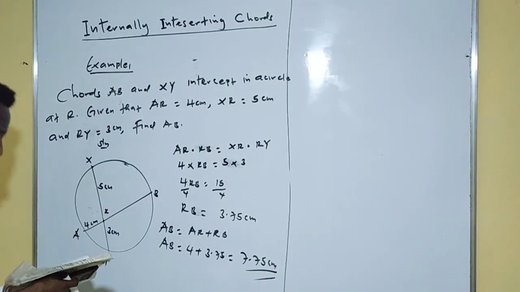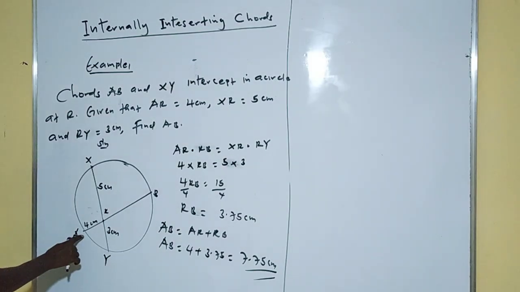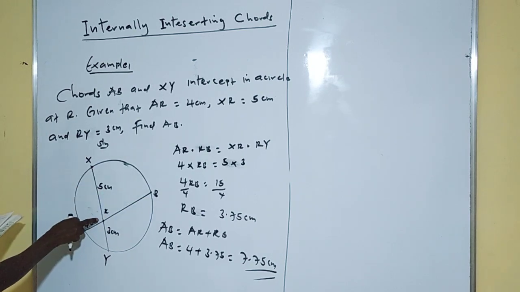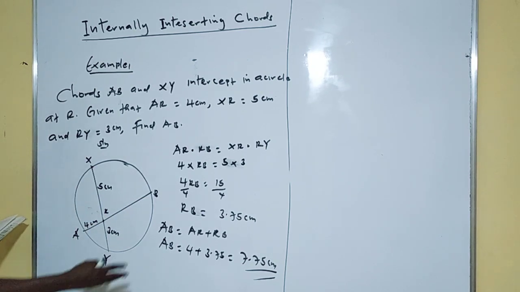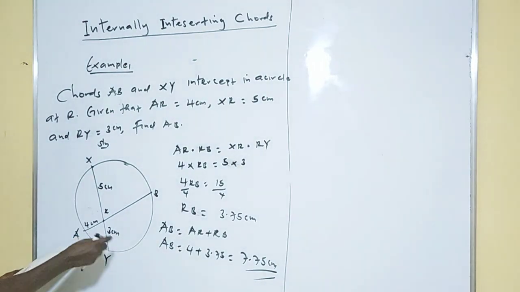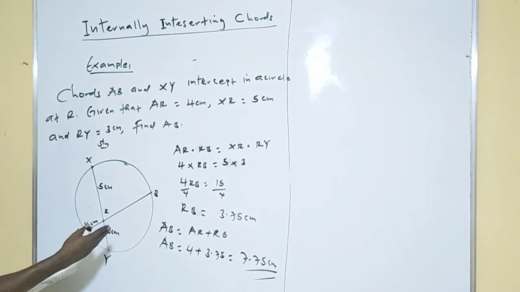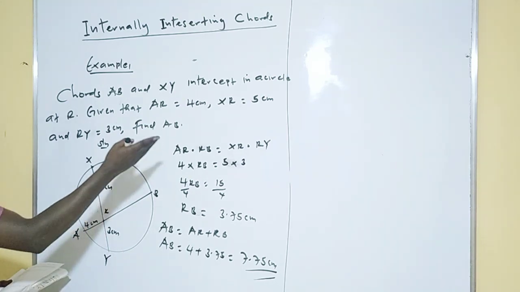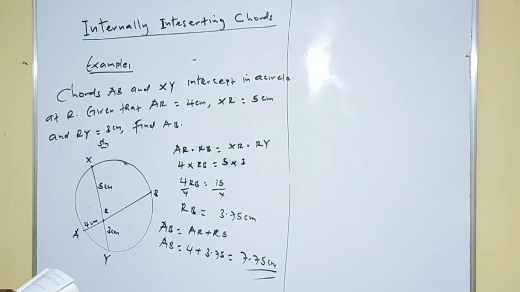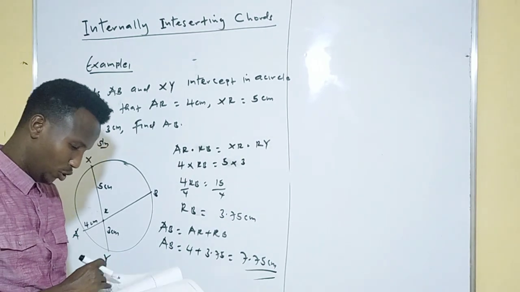Then we'll go ahead and see another example, yeah? Just understand that. We are saying AR multiplied by RB is equal to XR multiplied by RY. Then from there, you're going to get the unknown, which is RB. After getting the value of RB, you are told to get AB. For you to get AB, it is the whole line, don't forget. So you add 4 plus 3.75, and that would be the final answer, for your information, guys, okay?